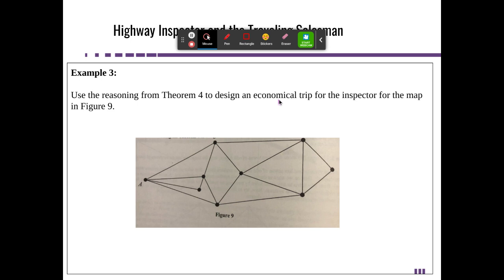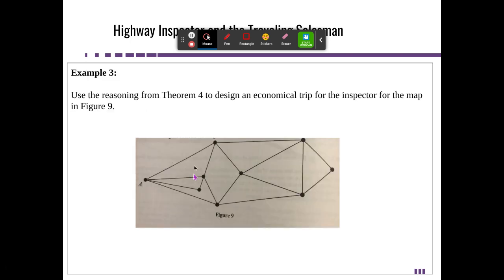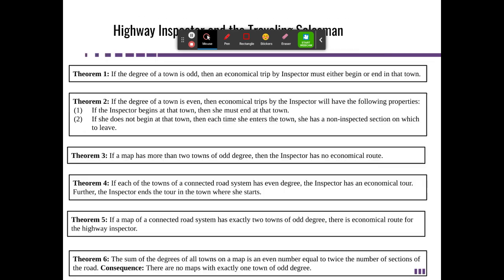All right, so if we take a look at that, it's kind of the same example here. So if we go back one slide. Oh, slightly different, sorry about that. So in this particular town, this particular route here that we have, this path, we want to use Theorem 4. So let's go back to Theorem 4 real quick.